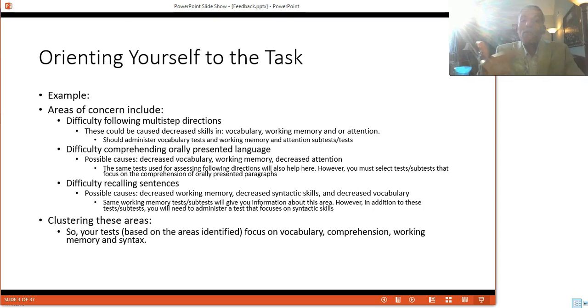Is it because of working memory? Is it because of attention? So you are going to need to administer some testing of vocabulary and also working memory and attention, either a sub-test or a test. Ideally, if a team member, like the psychologist, has already administered testing in that area, or if you have a neuropsych eval, you are going to find all of this information on file, but the report should be recent.